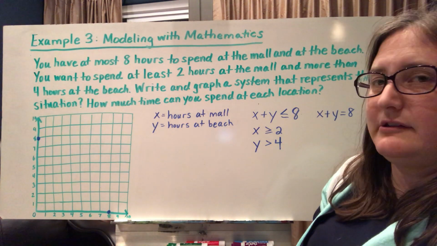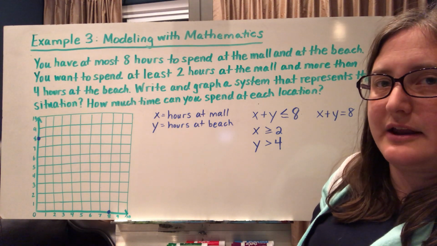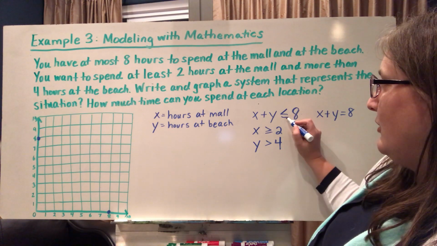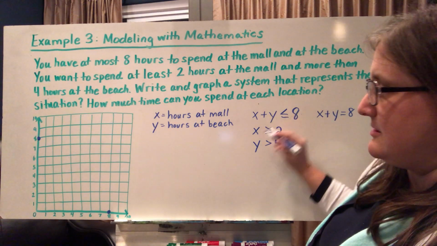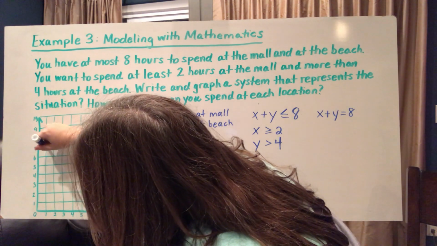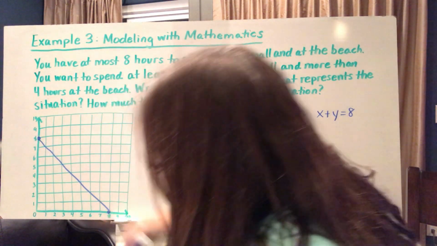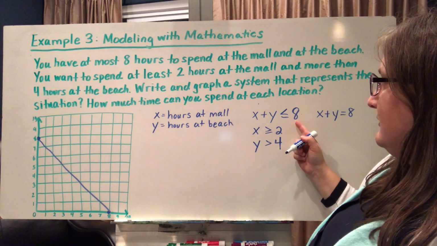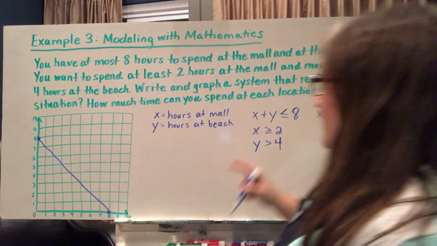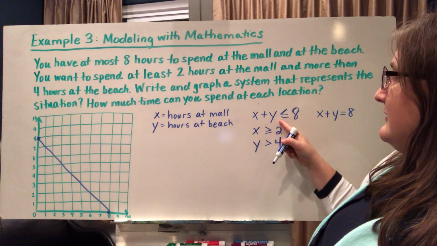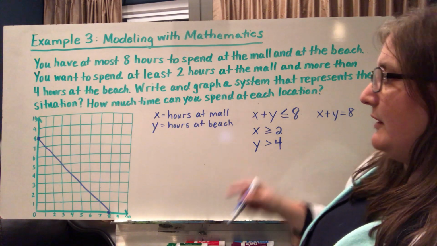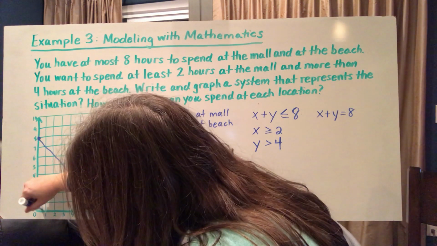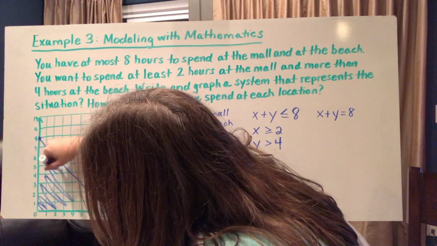I'm not graphing anything into the negative regions because I'm not going to spend negative hours at the mall or the beach, so I'm only using quadrant 1 here. And I'm going to connect these with a solid line because I have the equals here. Now, if I choose a test point, (0, 0), my favorite test point, 0 plus 0 is 0. It is, in fact, less than or equal to 8. So I know that anything on the (0, 0) side is going to be a solution for this inequality. So I'm going to shade this entire area.